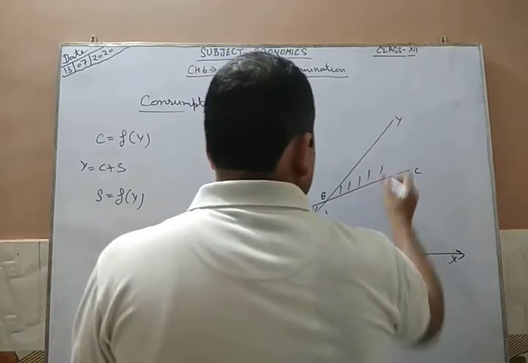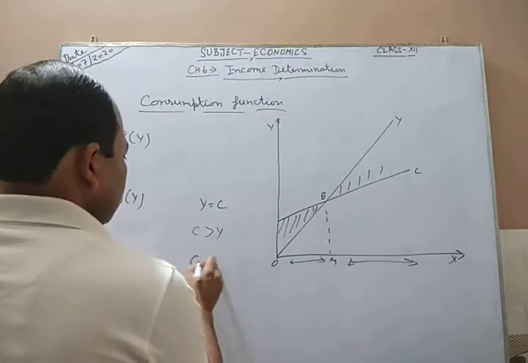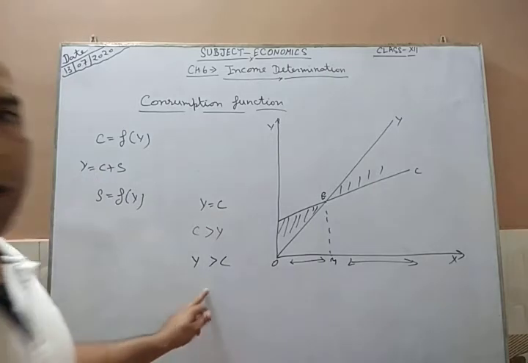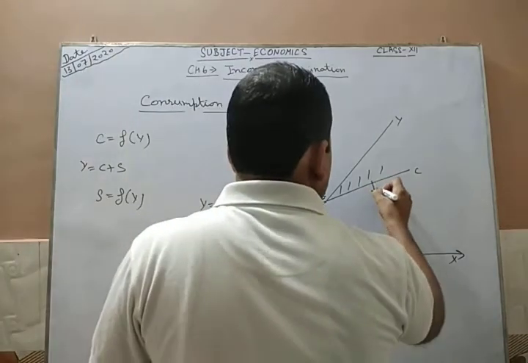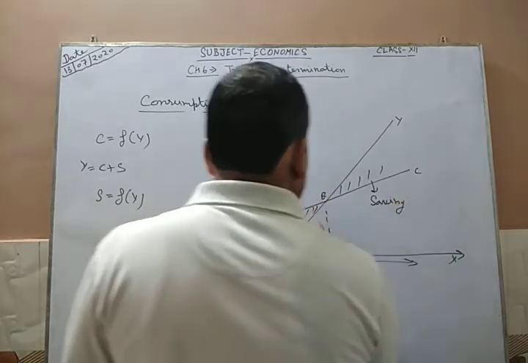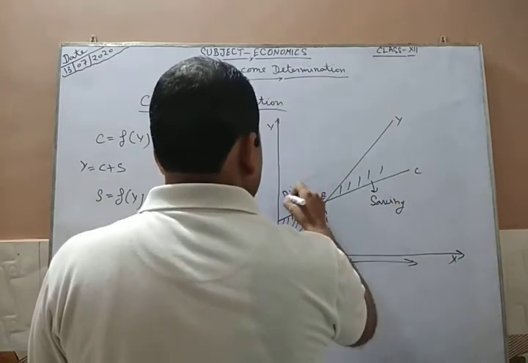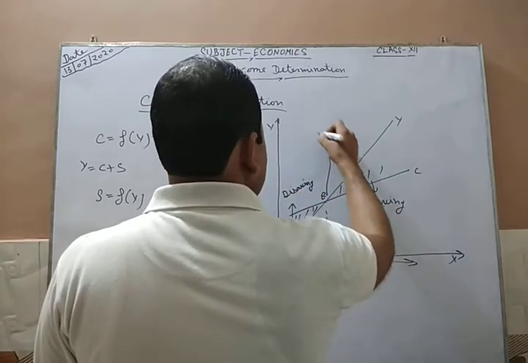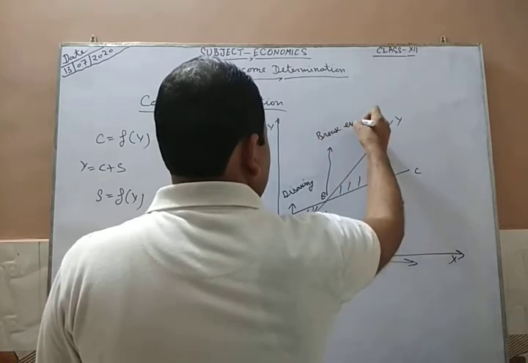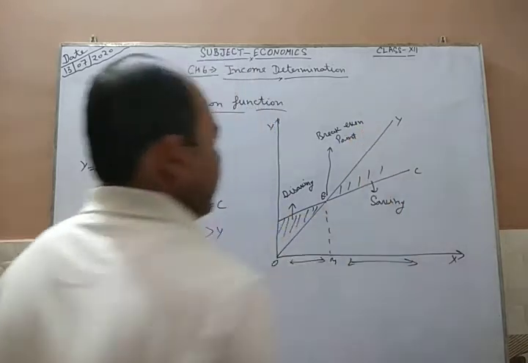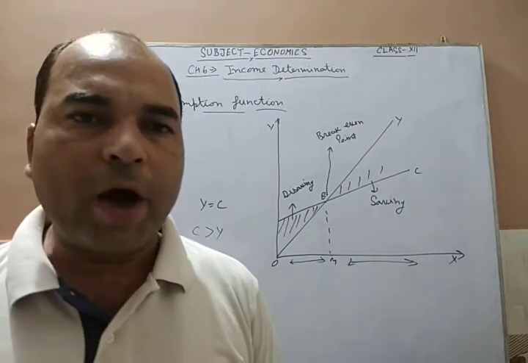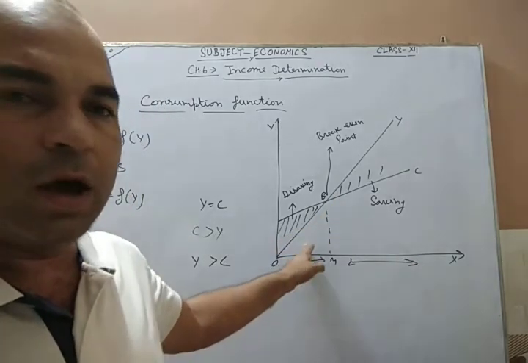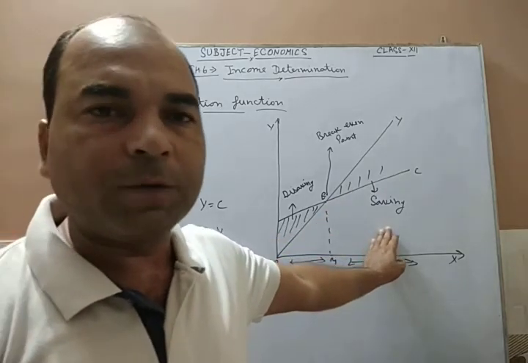And after point M, Y is greater than C, or you can say C is less than Y. It is a saving. At point E, the break-even point, consumption is always equal to Y. Before the break-even point, consumption is always greater than income, and after the break-even point, consumption is less than income.